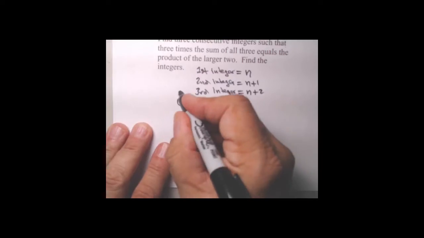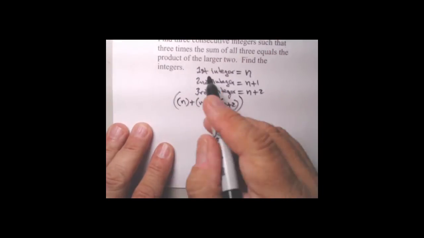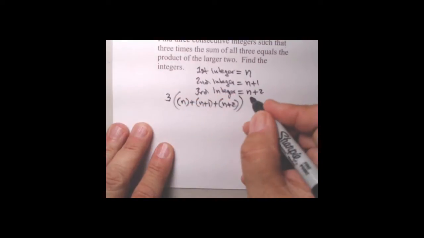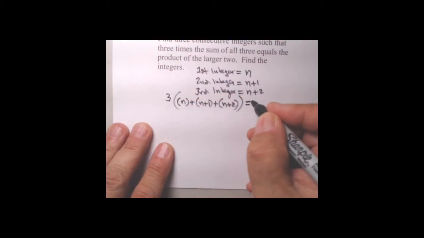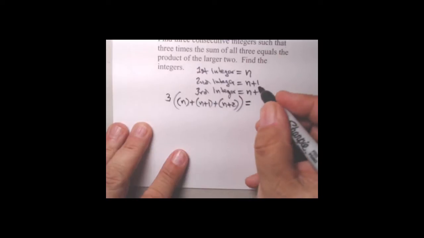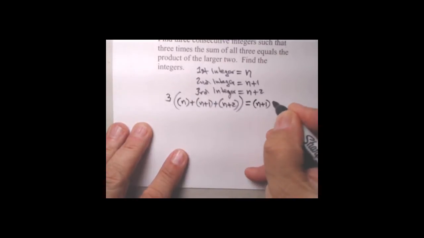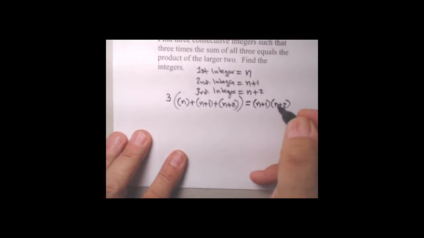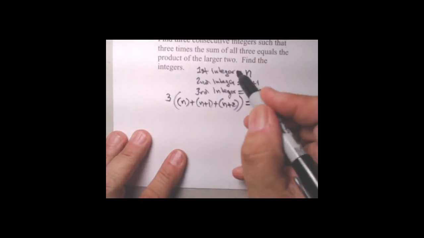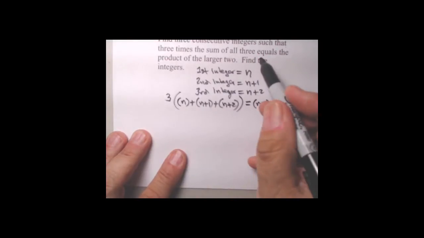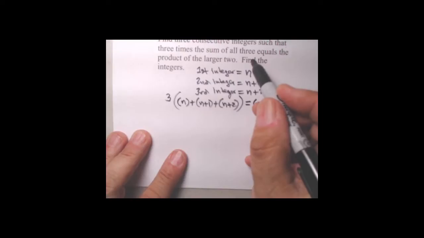Got to add all these guys up. So I put them in big pairs, and they said 3 times this sum equals, and they actually got the word equals here. There we go. The product of the larger two. Well, here are the larger two. So n plus 1 times n plus 2. Okay, a little bit more involved, but once you lay out what the integers are, n plus 1, n plus 2, the rest of it here is pretty straightforward.